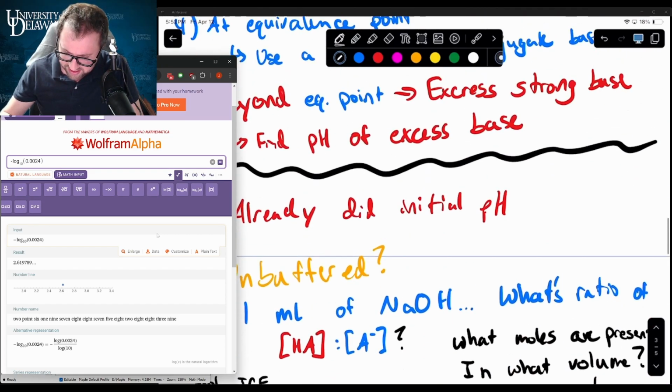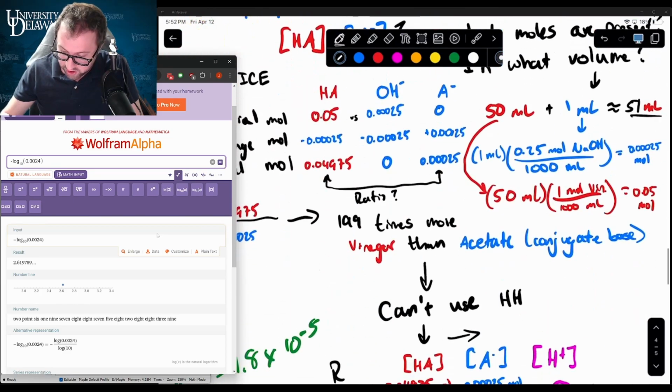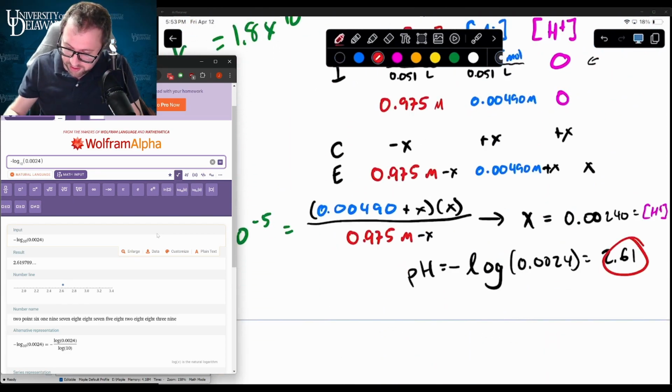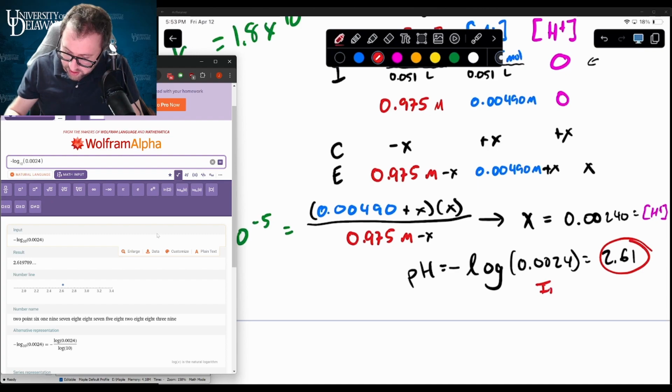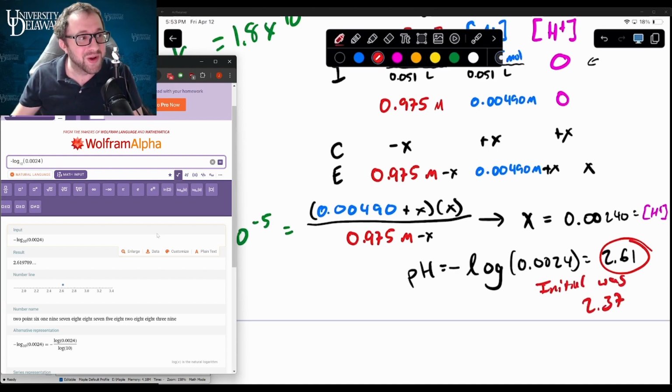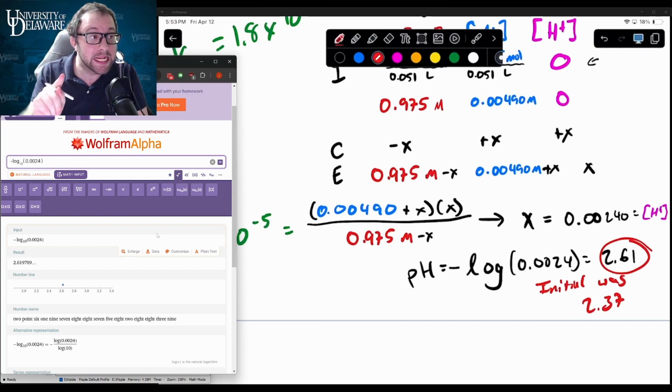All right, so we say 2.61. Does that make sense? Yeah, okay, wow. That's a big change. So that's our new pH. Remember, our initial was 2.37. So adding one milliliter of 1/4 concentration strong base changed the pH by 0.24. That's a huge change for 1 milliliter. So this region is definitely not buffered.